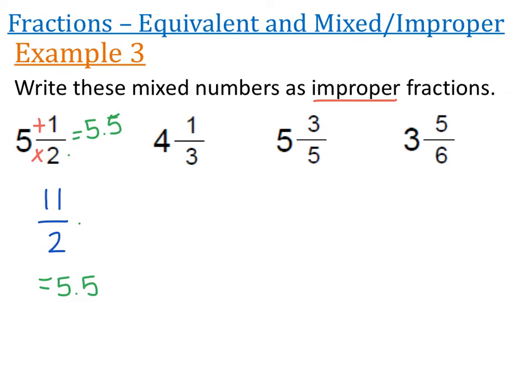All right, let's try this next one. The next one says 4 and 1/3. So again, we times by the bottom and we add the top. So 4 times 3 is 12, plus 1 more is 13. So 13 thirds.